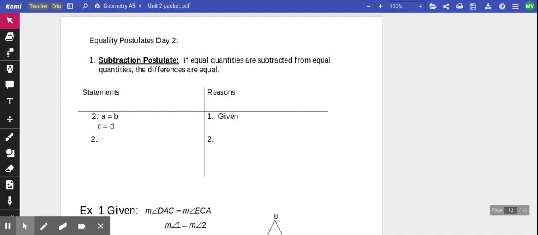Hello, everyone. Today we are going to continue on with our equality postulates. Yesterday we did the beginning with our reflexive, transitive, substitution, and lastly addition. Today we are starting with the subtraction postulate, which is very similar to the addition postulate other than we can subtract. So it says if equal quantities are subtracted from equal quantities, the differences are equal.